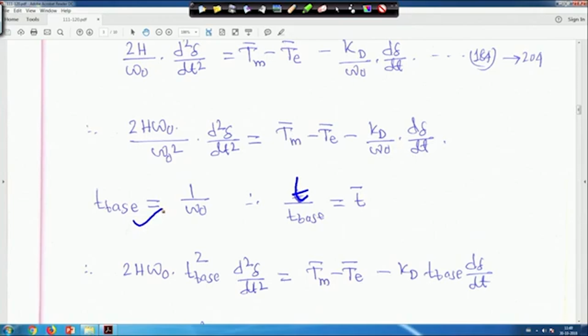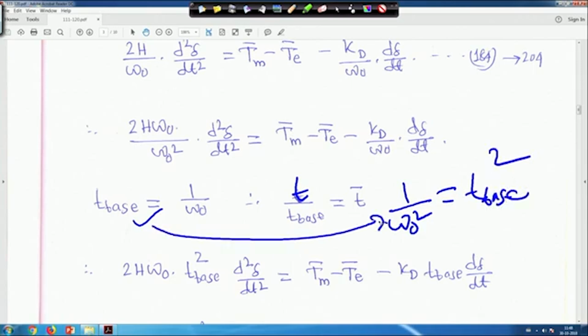If we do so, that means 1 upon omega 0 square will be my T base square. It is coming from here. That means 2H omega 0, and 1 upon omega 0 square is T base square into d square delta dt square equal to T m bar minus T bar, and 1 upon omega 0 is equal to T base. So, we are multiplying minus k d into T base, because it is 1 upon omega 0 into d delta by dt. This way we write.